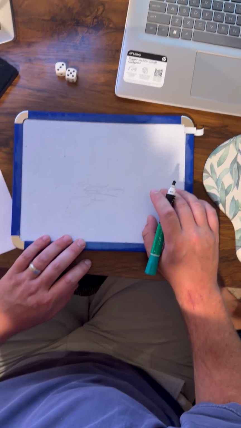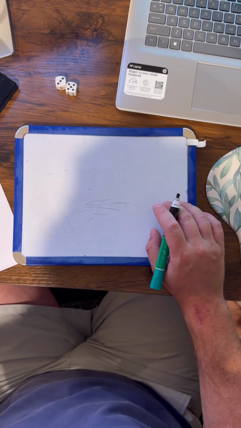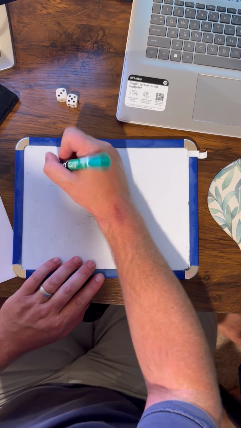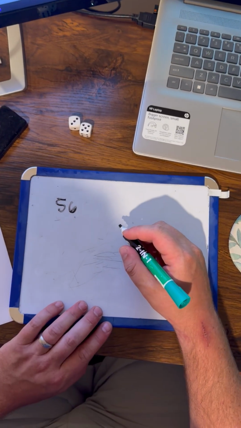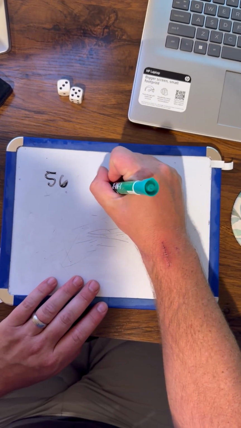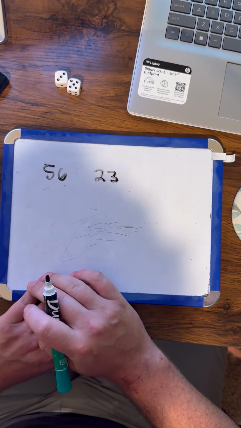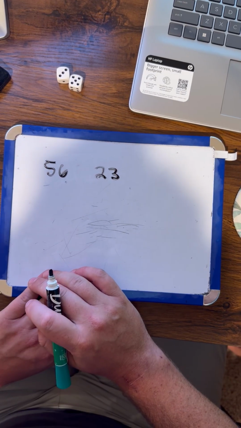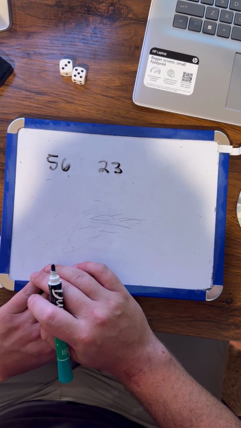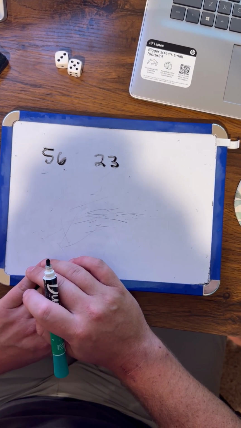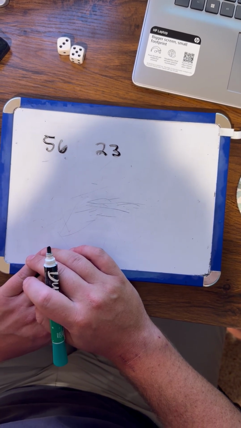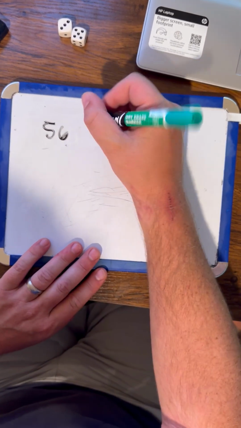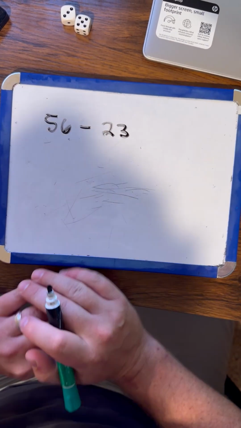All right, let's move along now to question number 2. It says there are 56 apples in a basket, and the students each eat 23. How many apples are left? So let's think about what's happening. We start with 56 apples, and the students eat 23. Are we adding or are we subtracting? That's right, we're taking away, so we are subtracting. So let's put our minus sign there.